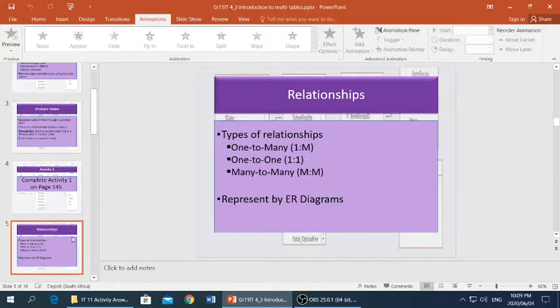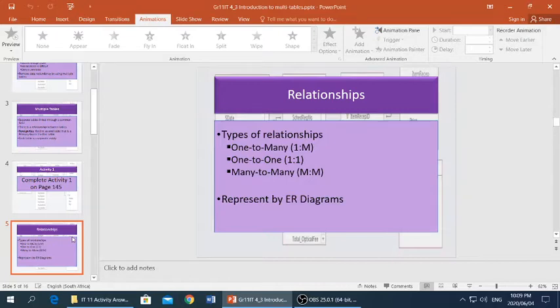So we call it a one-to-many relationship because a single owner could provide many CDs, but it doesn't work backwards because a CD cannot have many owners, so it's simply one-to-many. There are other relationships like one-to-one, where a CD can only have one owner and one owner can have one CD, or many-to-many, where one owner could have many CDs or many CDs could have many owners.